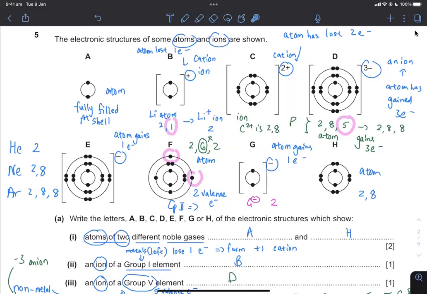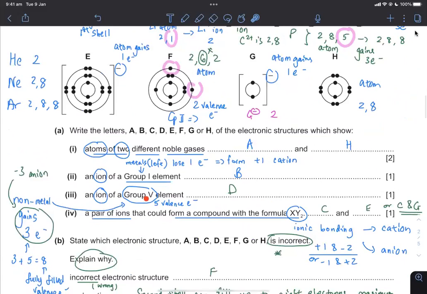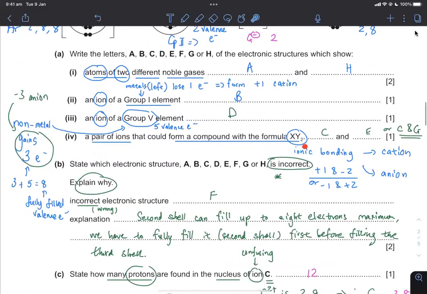The same thing with the group 5 elements. So they come from a non-metal having gained 3 electrons, because group 5 has 5 valence electrons, plus 3 gives you 8. You will learn more about bonding eventually, so not to worry, C and E or C and G will be okay, as long as you have the charge cancel out.